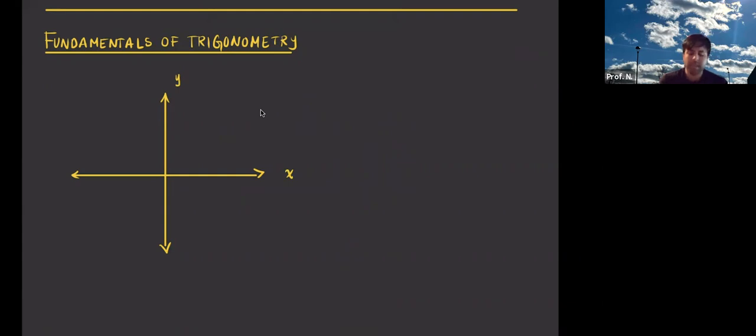The first thing is we're going to be considering the positive x-axis. This portion here of the graph, we're going to consider as 0 degrees.